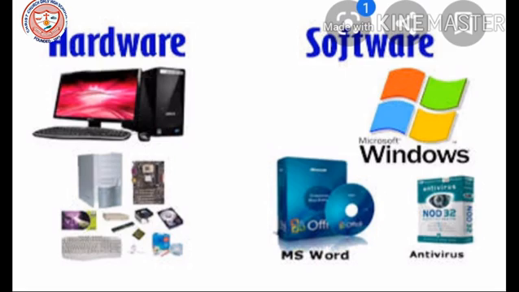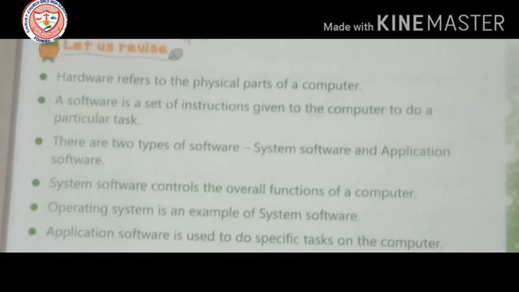Hardware refers to the physical parts of a computer. A software is a set of instructions given to a computer to do a particular task. There are two types of software present in the computer: system software and application software.